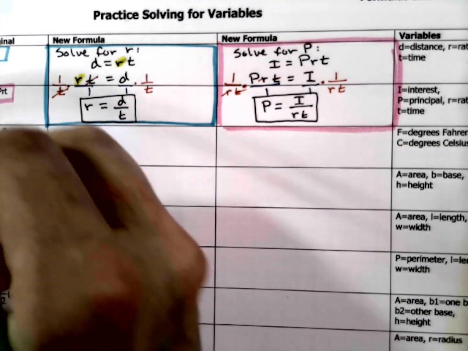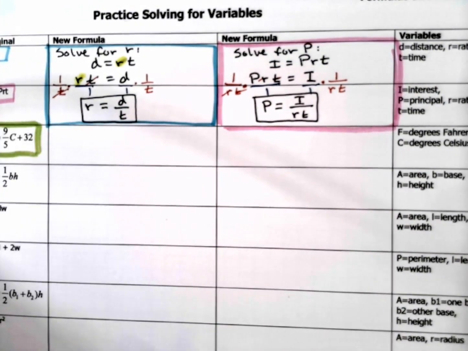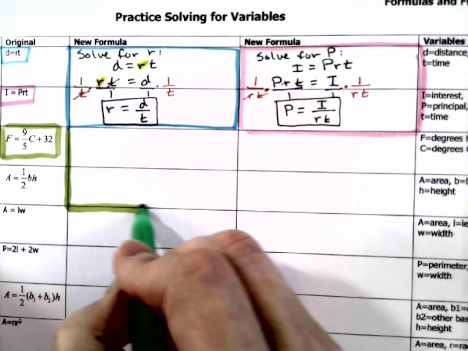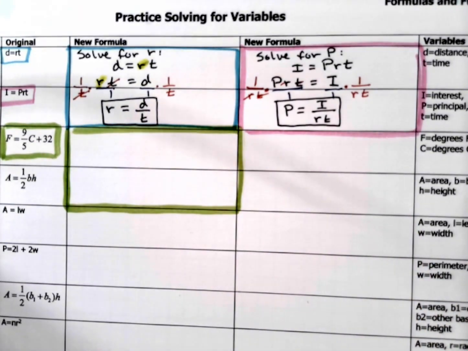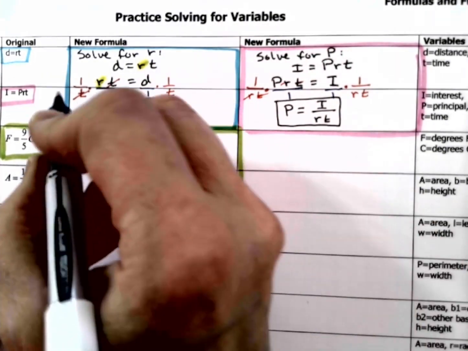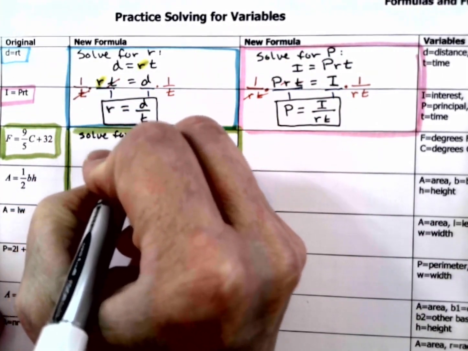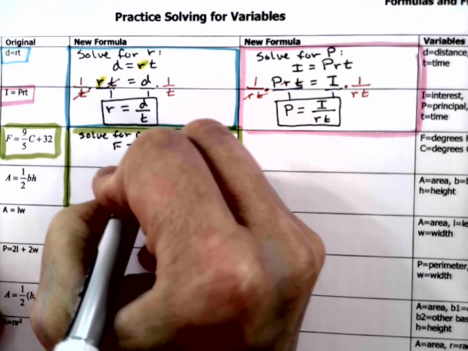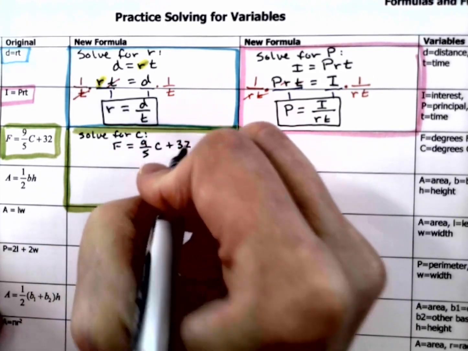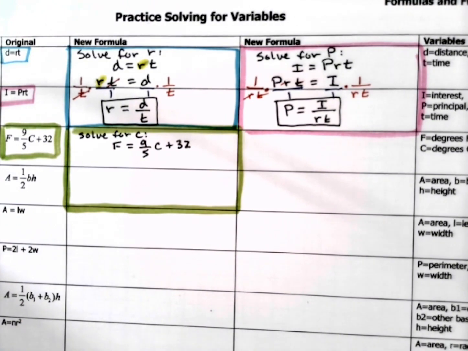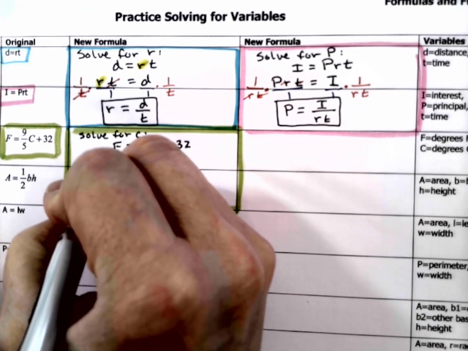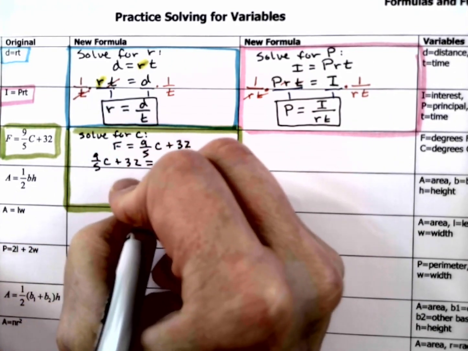All right, so now we're going to get a little more complicated. We're going to do the temperature formula here, Fahrenheit to Celsius. And for that, we're going to use these two boxes here. All right, so we are going to solve for C. So let's write the formula. We've got F equals 9/5 C plus 32. So just like the others, to get C onto the left, we can just flip-flop the sides. So I get 9/5 C plus 32 equals F.